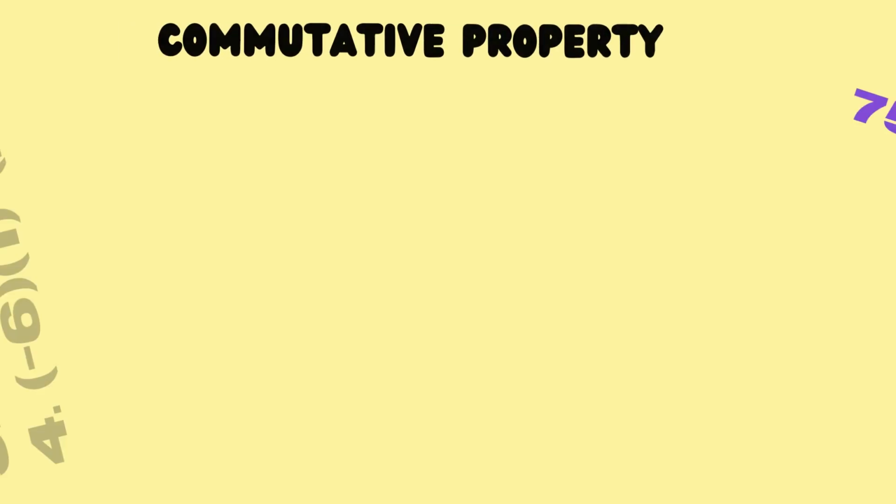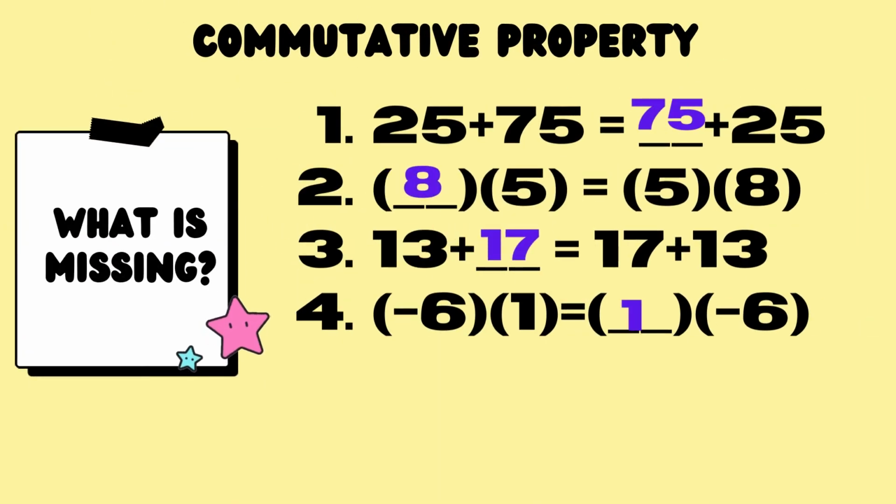Okay, let us see. If your answer is 75 for number 1, then you are correct, because 25 and 75 is 100, and 75 and 25 is 100. You have 8. Yes, 8 times 5 is 40, and 5 times 8 is 40. 13 plus 17 is the same as 17 plus 13. It's 30. Negative 6 times 1 is negative 6, and 1 times negative 6 is negative 6. So that is the missing number.